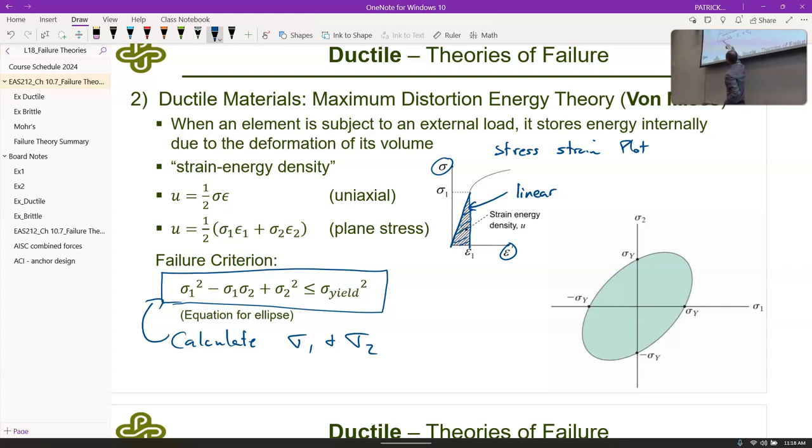This expression here is an equation for an ellipse. So if we plot that equation for the ellipse on a sigma 1 versus sigma 2 axis, this is the shape we get. And so this shape, this is the failure envelope.